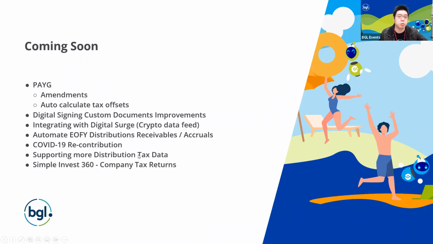Next one is integrating with Digital Surge. That's a crypto data feed. So that's something we're looking at in the near future. And automating end of financial year distributions receivable and accruals. Some compliance changes in terms of COVID-19 recontribution, that's coming soon as well. And obviously supporting more distribution tax data. And lastly, for Simple Invest 360, the team's currently working to get the company tax returns out.